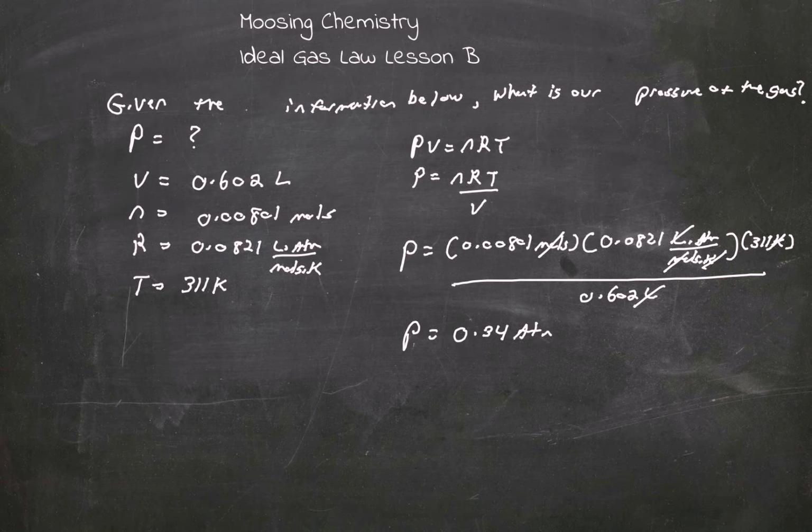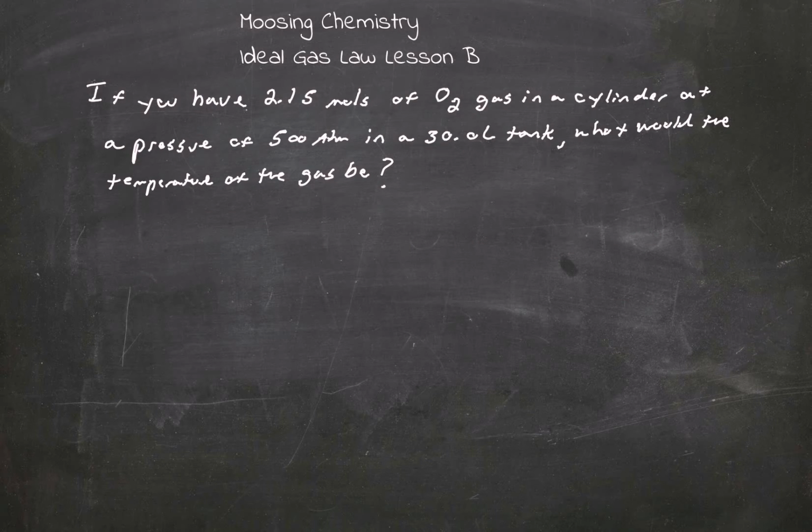All right. So now, let's look at one more problem. And this time we're going to write this problem out. So here comes our next problem. Okay, in this final problem, if you have 2.15 moles of oxygen gas in a cylinder at a pressure of 500 atmospheres in a 30-liter tank, what would the temperature of the gas be? Okay, so let's set up PV equals nRT. How do you know it's an ideal gas law? Well, look at that. You've got moles. That's how you know.